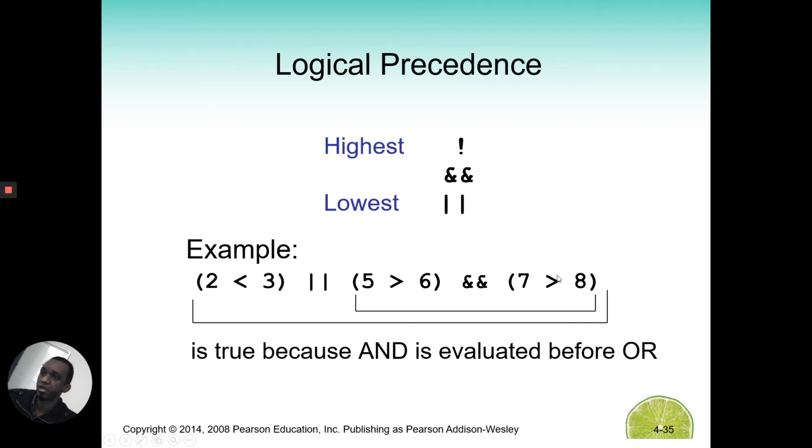So here in this box we get what? False. But we have an or. Is 2 less than 3? Yes, so because this is true and this is false and we have an or, it's true because and is evaluated before or. Right?